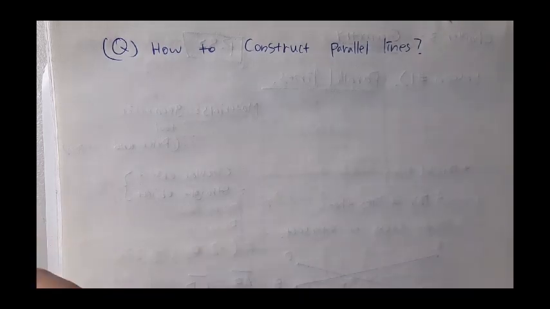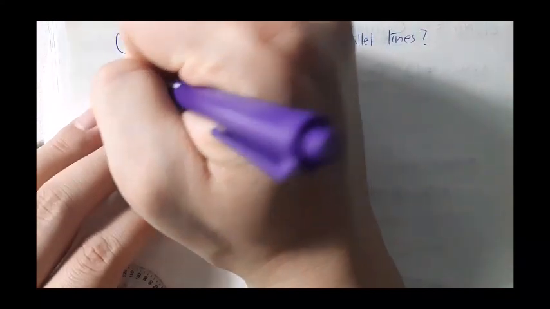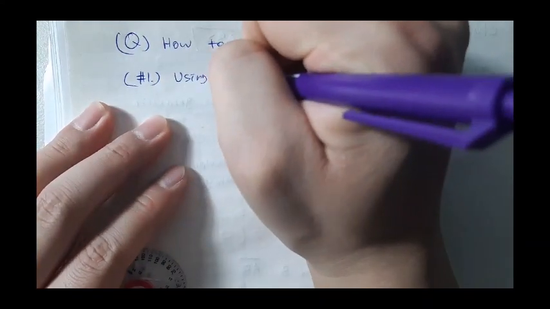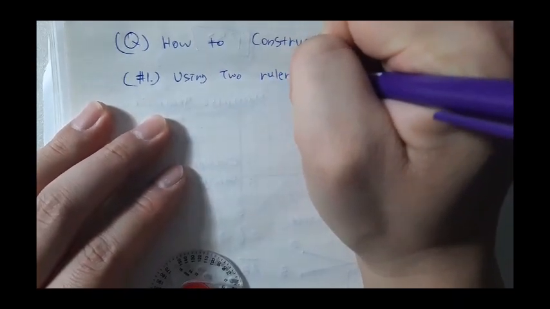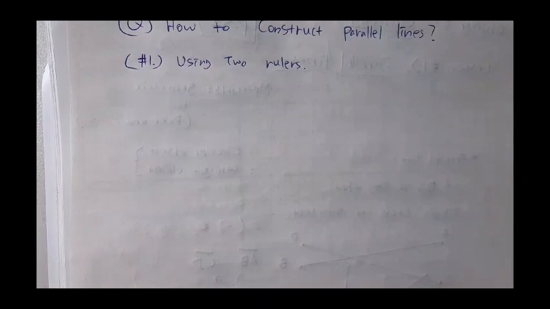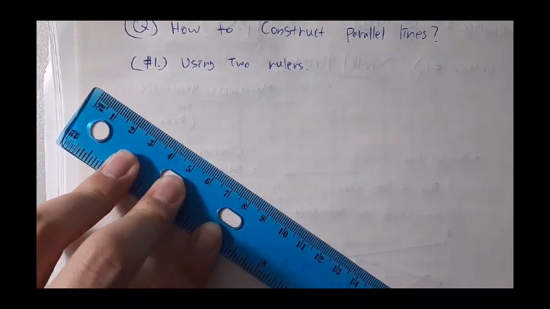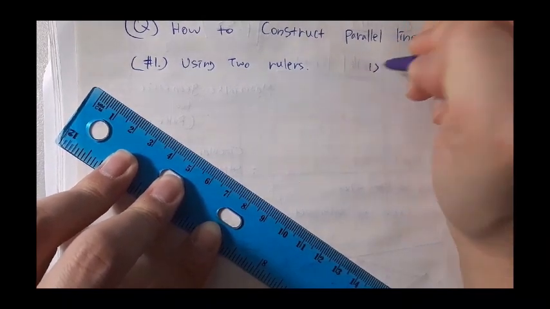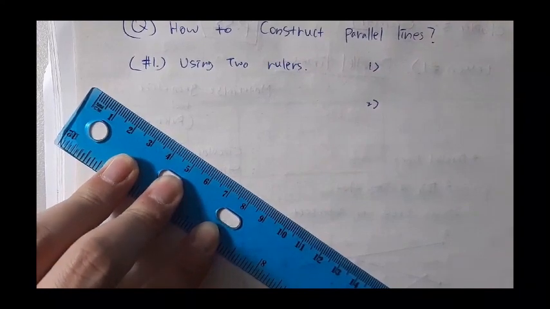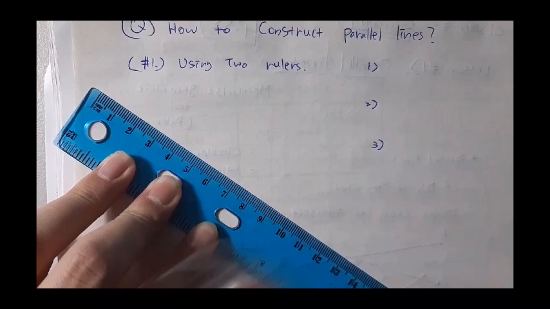My first task is method number 1, using two rulers. And I'm gonna tell you how you can use that. One way you can do is place one of the rulers any place. And I'm gonna put steps over here. Generally this involves 3 steps. I'm gonna demonstrate to you first.